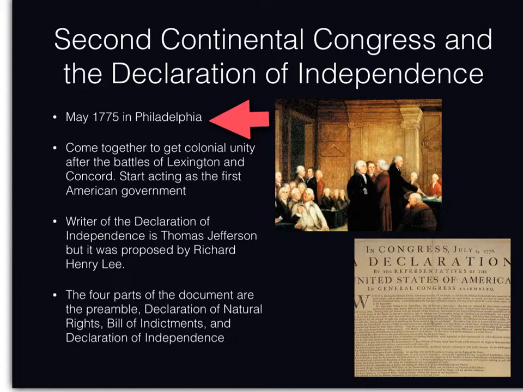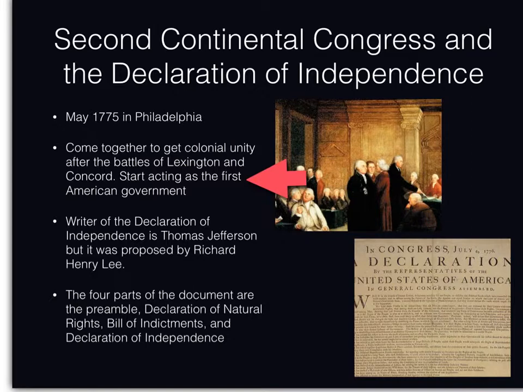In May 1775 in Philadelphia, a Second Continental Congress comes together and starts acting as America's first government. They take responsibility for the war. The new Continental Army is given to George Washington. Colonists still want to remain in the British Empire, but without having to pay taxes.